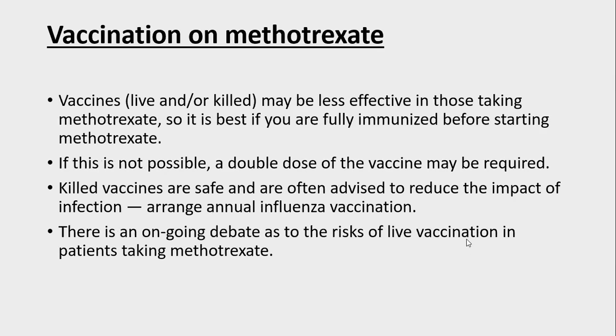Vaccination. Vaccines, live or killed, may be less effective in those taking methotrexate, so it is best if you fully immunize the patient before starting methotrexate. If it is not possible, a double dose of vaccine may be required. Killed vaccines are safe and are often advised to reduce the impact of infection. Arrange annual influenza vaccination. There is an ongoing debate as to the risks of live vaccine in patients taking methotrexate.